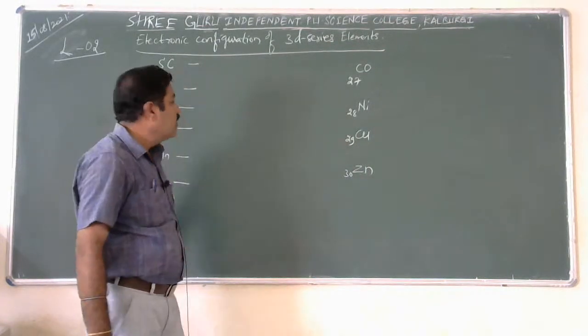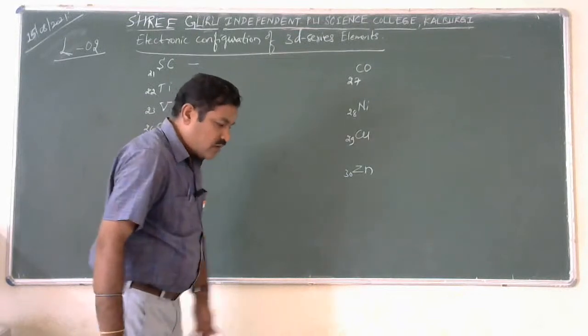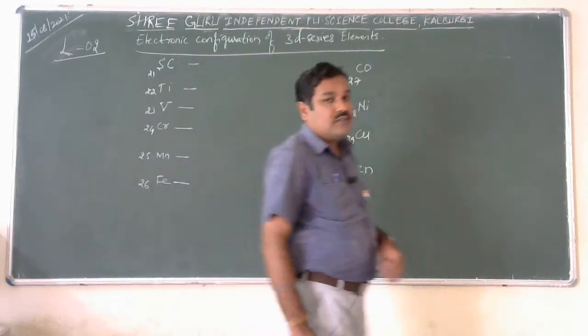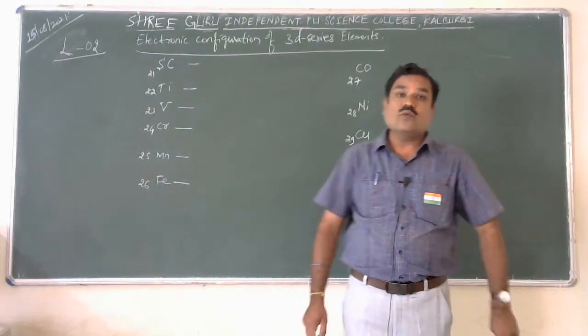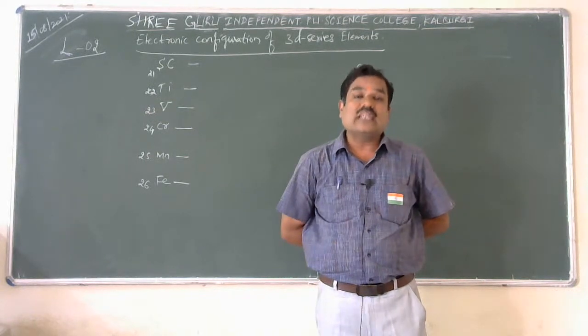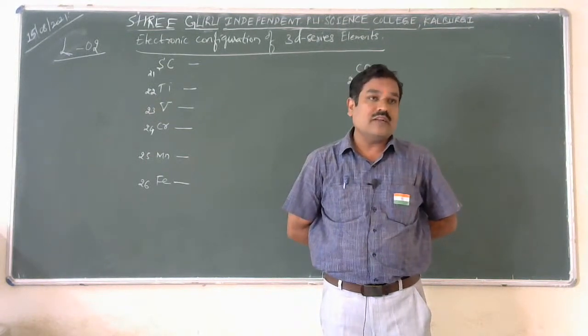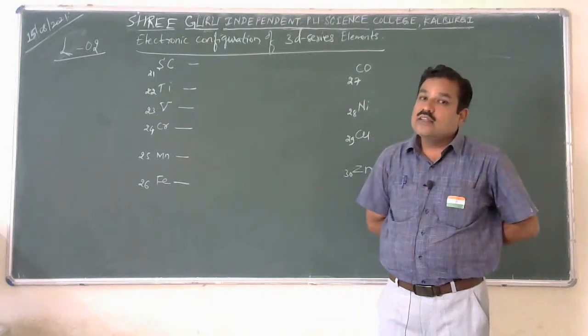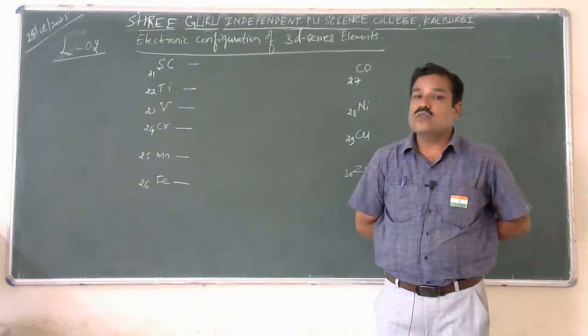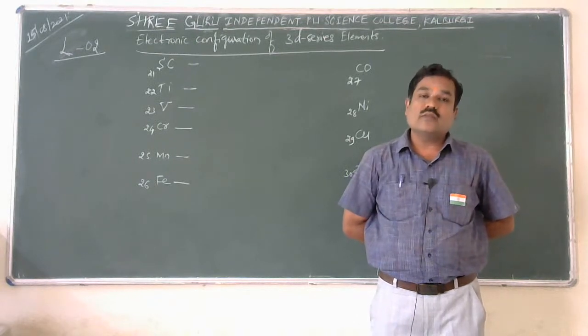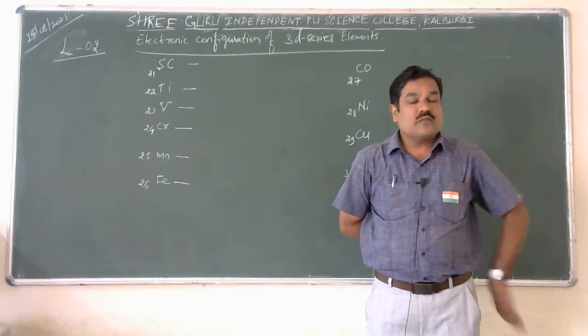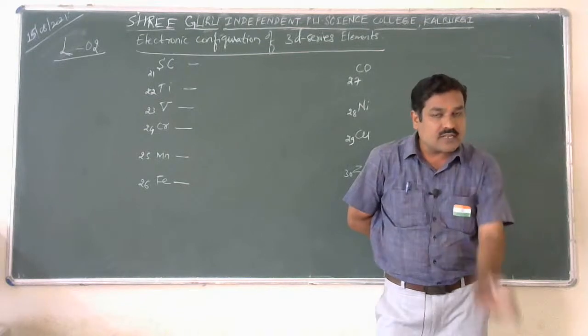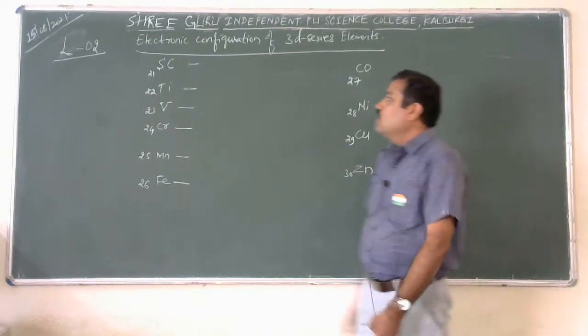Just see here. First, I told you what is the outer electronic configuration. Noble gas, (n-1)d 1 to 10. Okay, these are 3D series elements. Remember, what is the outer electronic configuration? It is 3d 1 to 10, 4s 1 to 2. Here, 3d and 4s orbitals are completely filled and 3d orbitals are successively filled. Keeping that in mind, we have to write here.